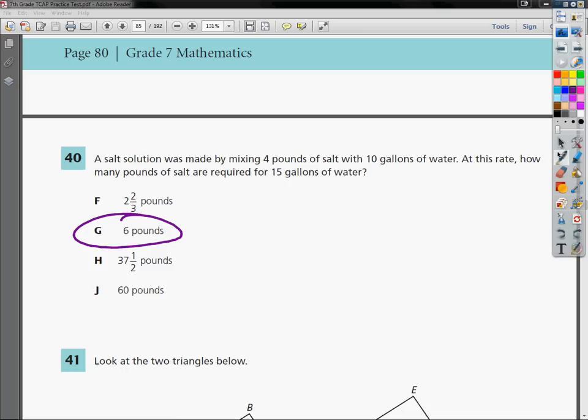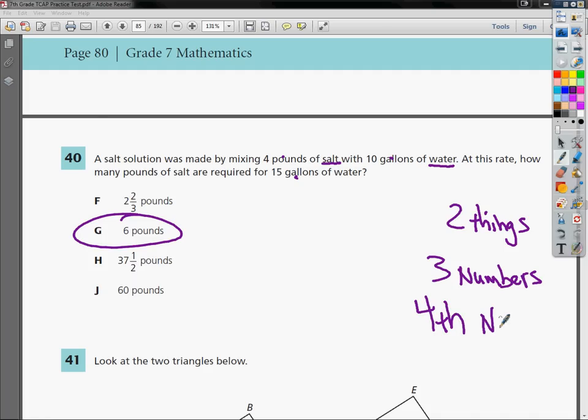On the other side of it, I can look at the fact that I'm talking about water and salt. That would be two things. So I've got two things. I'm going to count the number of numbers that I see. I see 4 pounds, 10 gallons, and 15 gallons. So I have three numbers. And I'm looking for something about salt. So that means I'm looking for the fourth number. And using my 2-3-4th scenario, I know I'm setting up a proportion.